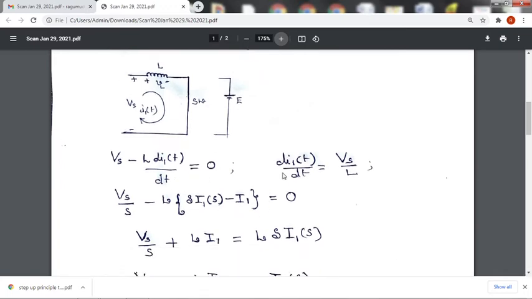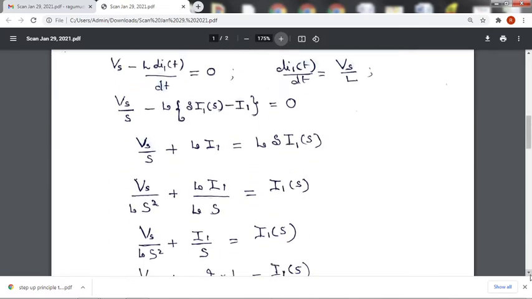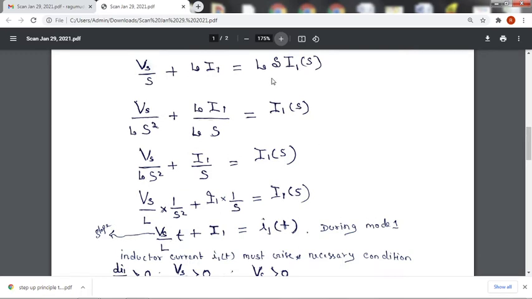Then if I require an equation for I1 of t, I should use the Laplace transform. You just apply the Laplace transform to this equation. Vs becomes Vs by s, minus L dI1 of t by dt becomes s into I1 of s minus I1. What is I1? I1 is the initial current. Then Vs by s plus L I1 is equal to L s I1 of s. Taking L to the denominator: Vs by L s squared plus I1 by s is equal to I1 of s. So you just rewrite this equation.